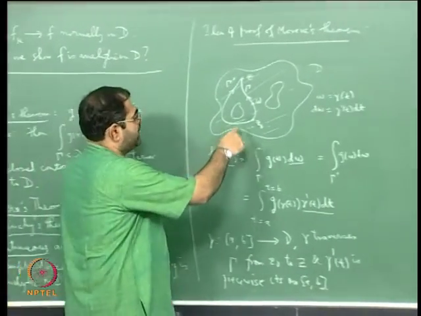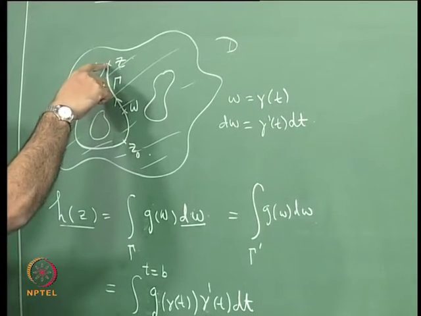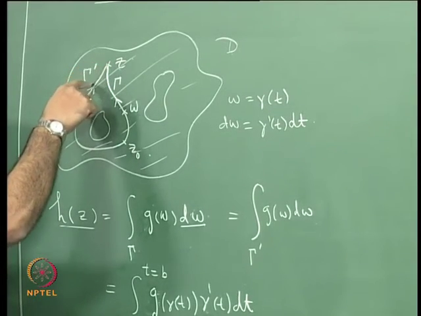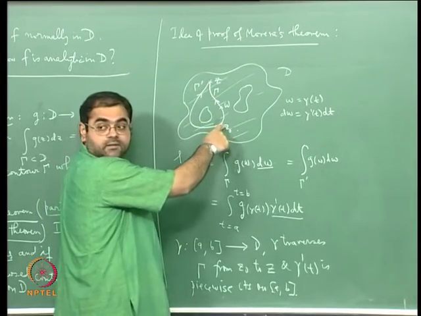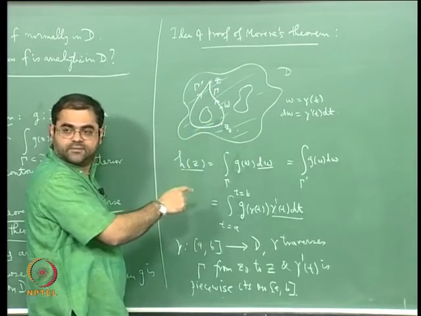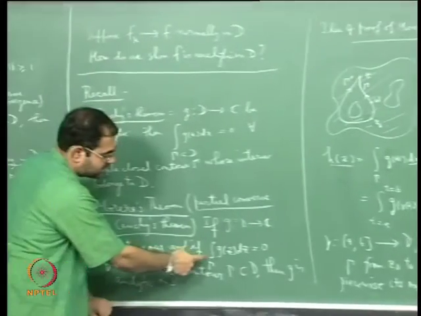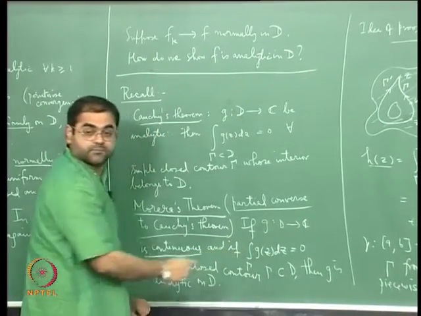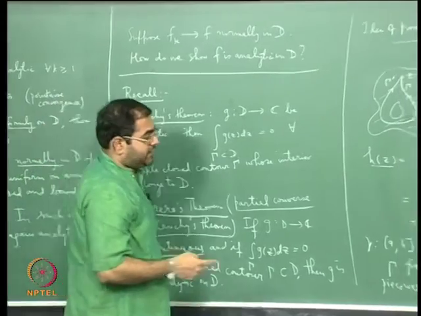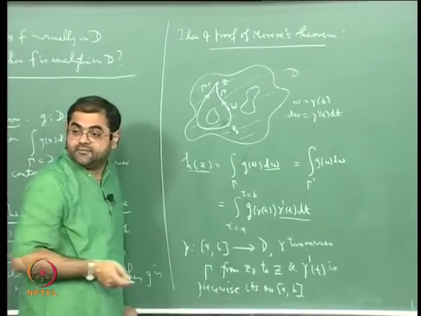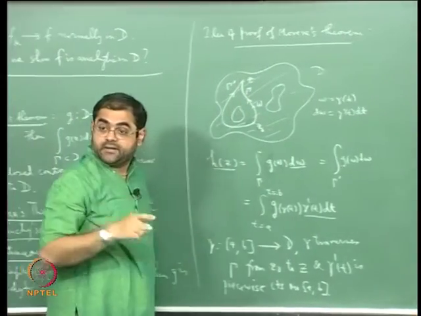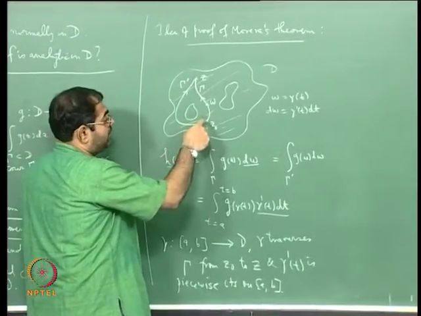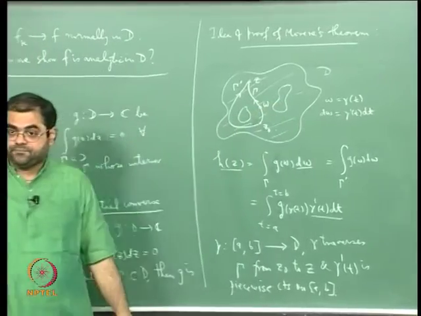That's because the integral over gamma followed by the inverse of the path gamma prime, which is minus gamma prime, will be 0. Here is where I am using the condition that the integral over a closed path is 0. So therefore h(z) is well defined. It really does not depend on what path I am choosing, and it also does not worry if there are holes in the region, mind you.